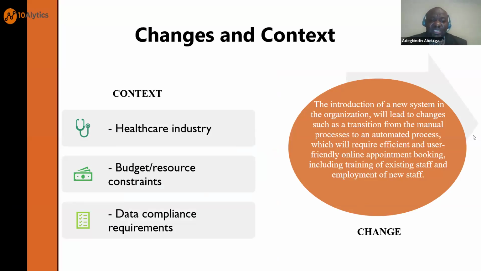This context is a healthcare industry. We are looking at the budget and the resourcing constraints, and we are also going to look at data compliance. What change are we looking at? We want to bring in a new system that can automate and lead to changes that will transition from the manual to the automated process.